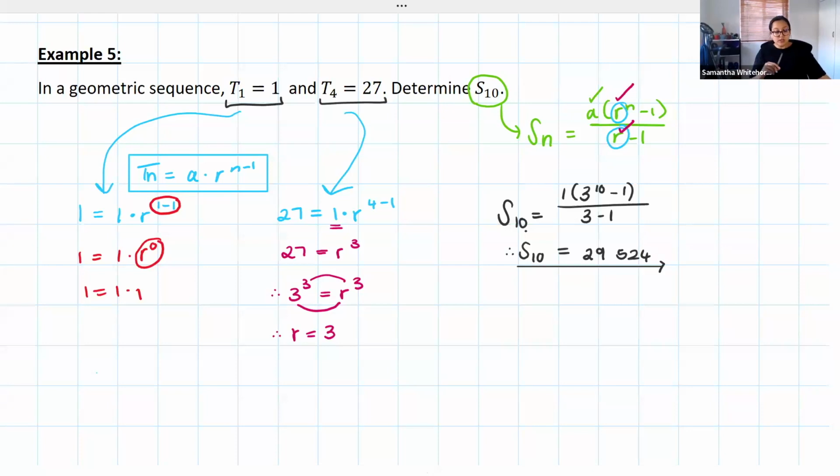So with this question, again, it comes down to reading your question carefully. Please remember that when you're given the value of a term, so that 27 and that 1, you can substitute it into your TN formula. As long as you know which term it is, you are then able to solve for your A or your R, depending on the information. In this case, we needed to solve for R. And then you can easily work out what your sum is because you have all of the information that you need. So guys, I can't stress this enough. Reading your questions carefully is so, so important.